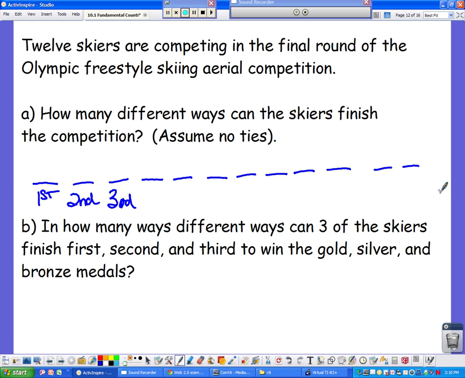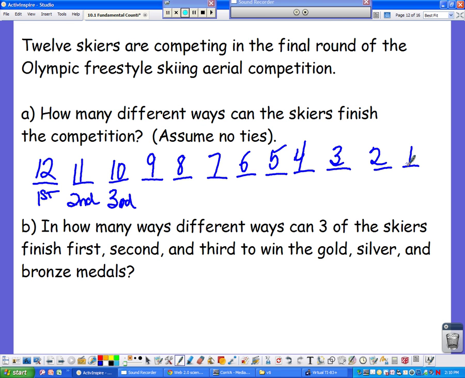You always have to think about how many choices do I have. So in the first spot, we're talking 12 skiers. Nobody has crossed the finish line. How many skiers can cross the finish line first? 12. One of them crosses the finish line. Now how many do we have? We have 11. 2 have crossed. We have 10. Now we've got 9 available. 8, 7, 6, 5, 4, 3, 2, and 1.